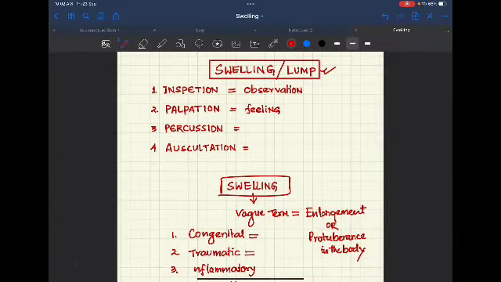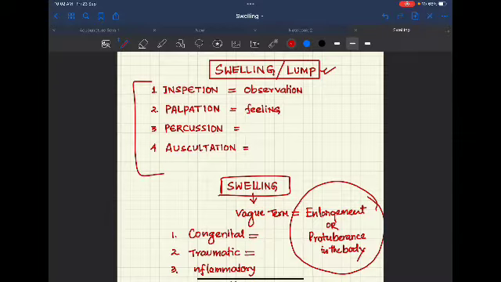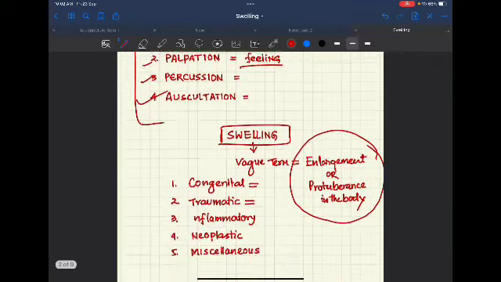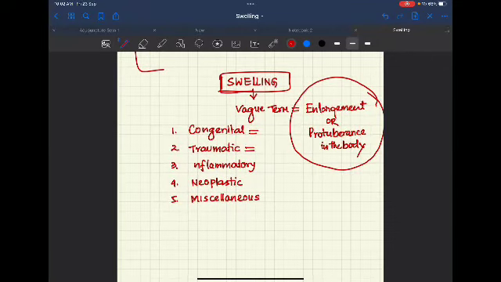Swelling, we already know, is enlargement or protuberance in the body, right? So any kind of swelling we have to examine under the four headings of inspection, palpation, percussion, and auscultation, right? Now, inspection is observation, how you can see, and palpation is how you feel, and we will discuss the details later on.